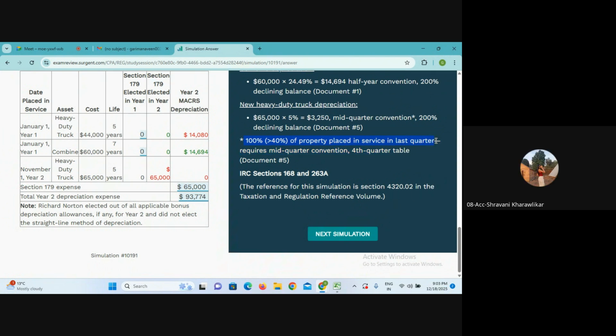So if, ma'am, what is the original... By default you use the half year convention. No, no ma'am, for the 40%, how will we get to know whether the 40% is used or not? So what is the original amount of the truck? Okay, basically not the original amount. You have to check how much percentage of the asset.